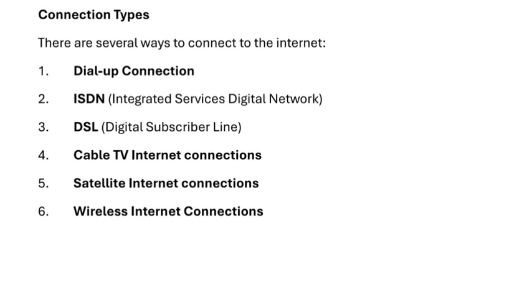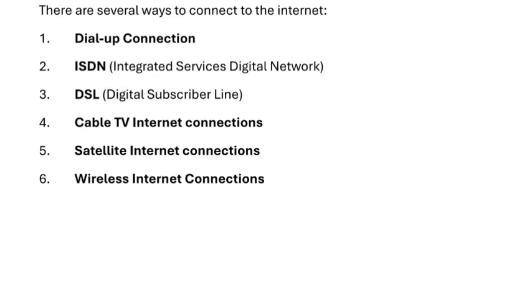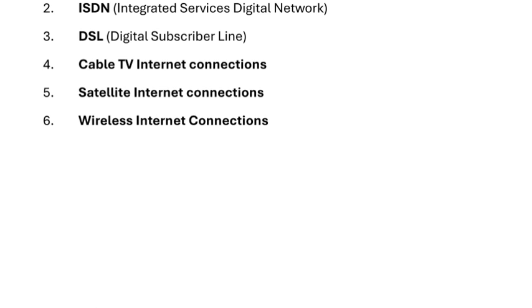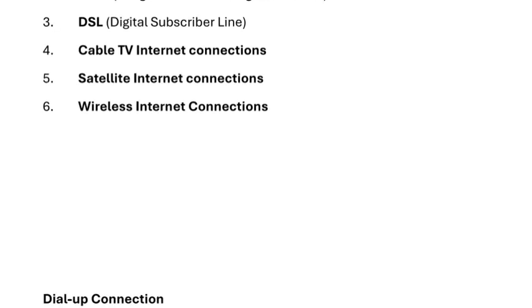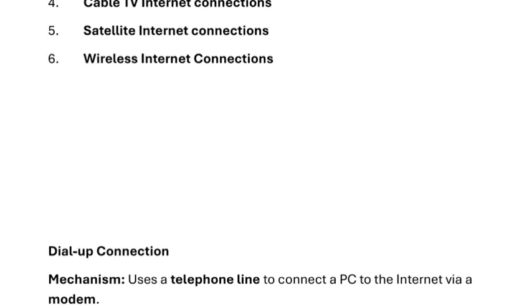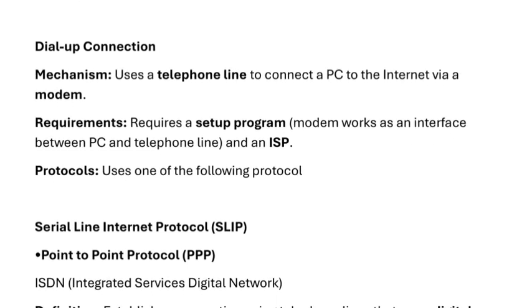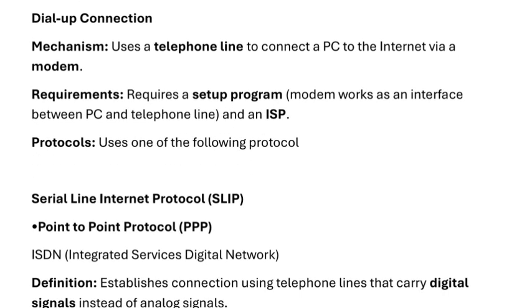There are several ways to connect to the Internet: dial-up connection, ISDN (Integrated Services Digital Network), DSL (Digital Subscriber Line), cable TV Internet connections, satellite Internet connections, and wireless Internet connections. Dial-up connection mechanism uses a telephone line to connect a PC to the Internet via a modem.